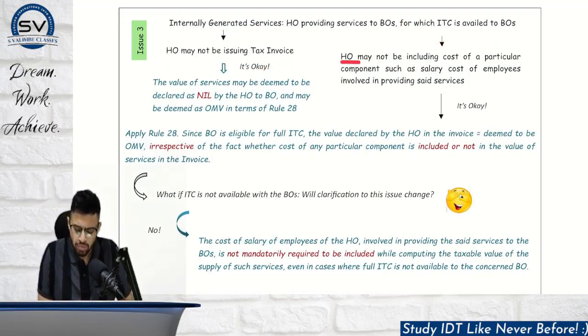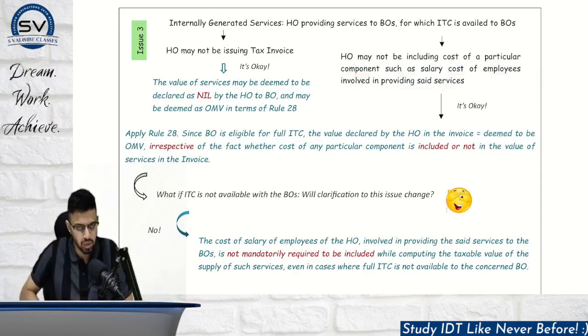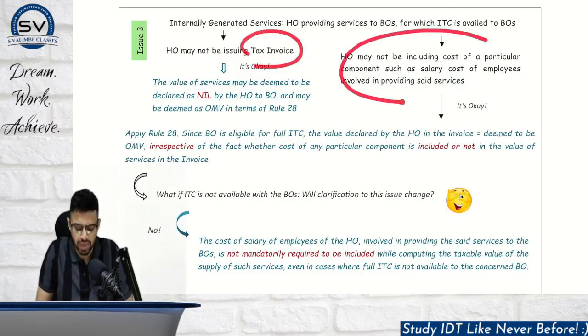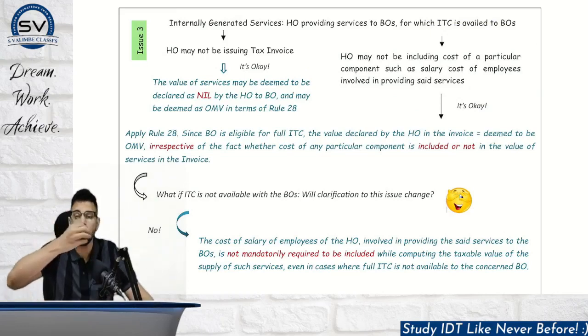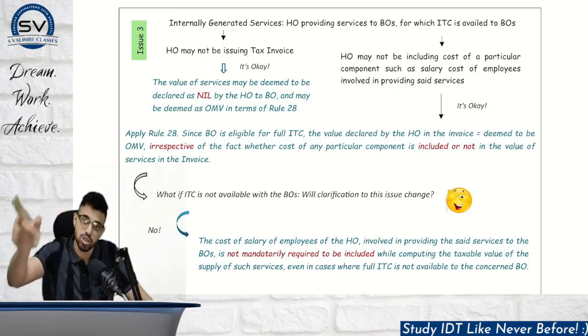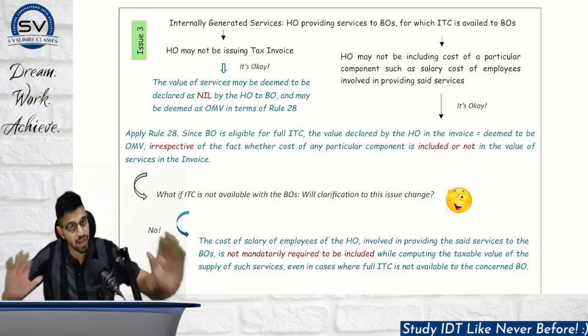Second, the head office may not be including the cost of a particular component, such as the salary cost of employees involved in providing the said services. The head office is providing some services to the branch office. Now it is possible that the head office is not incorporating all the cost. So the value of supply is whatever is being charged in the invoice. Obviously, in the earlier issue the tax invoice was not given, but here the tax invoice is issued. What if each and every cost component is not included in the value of supply, so that the value of supply is reduced? But the government again clarified that it's absolutely okay.